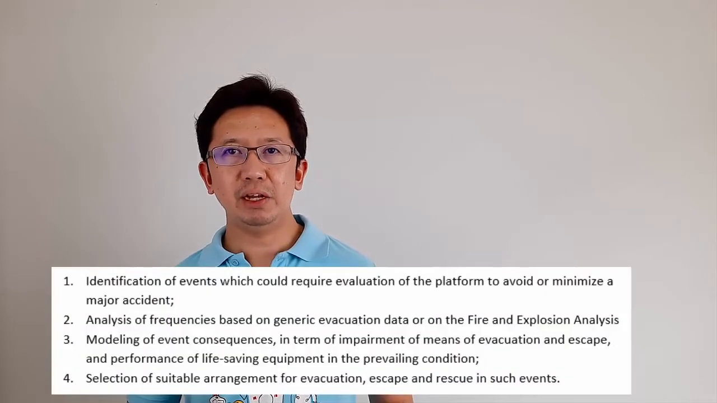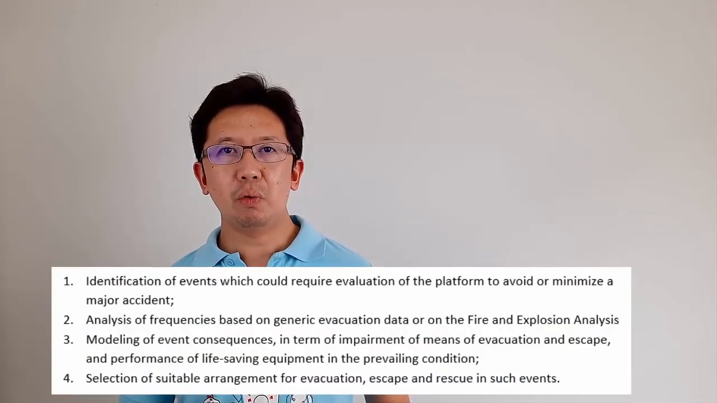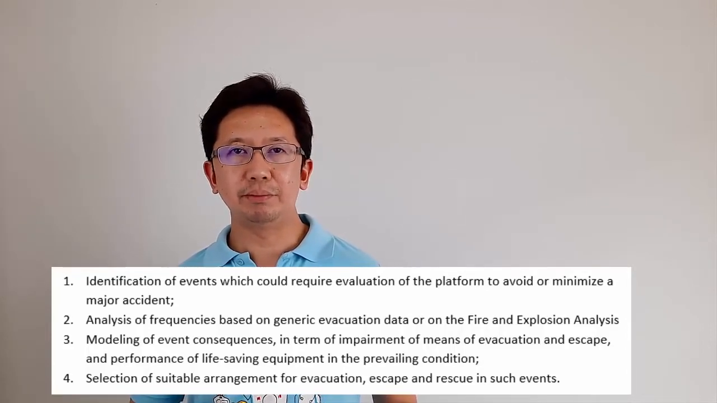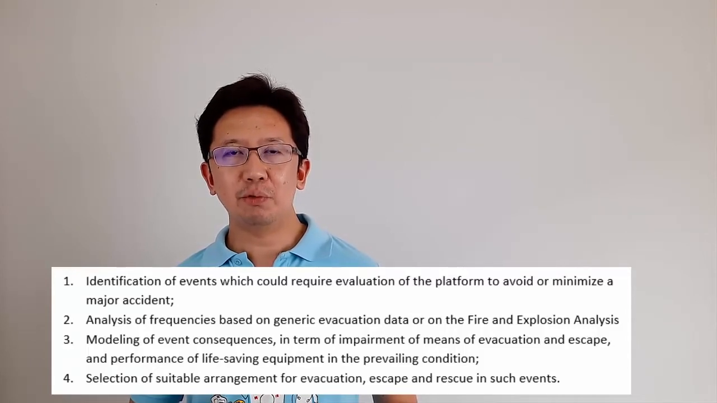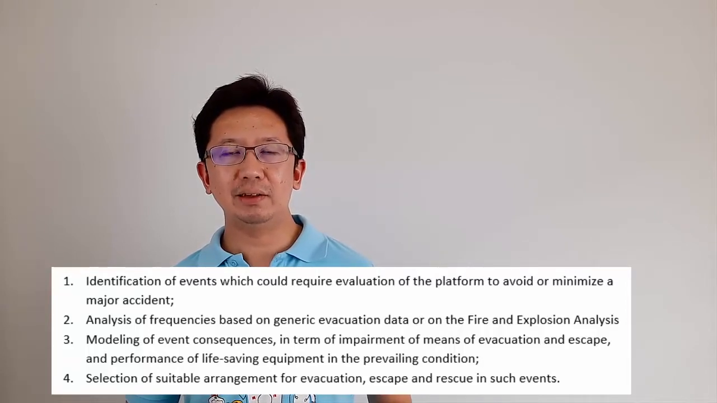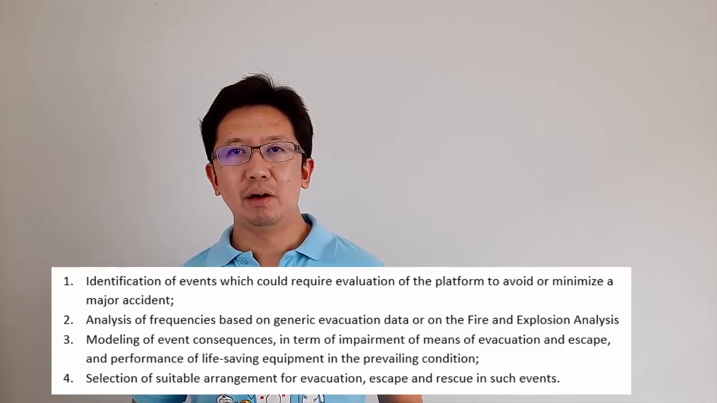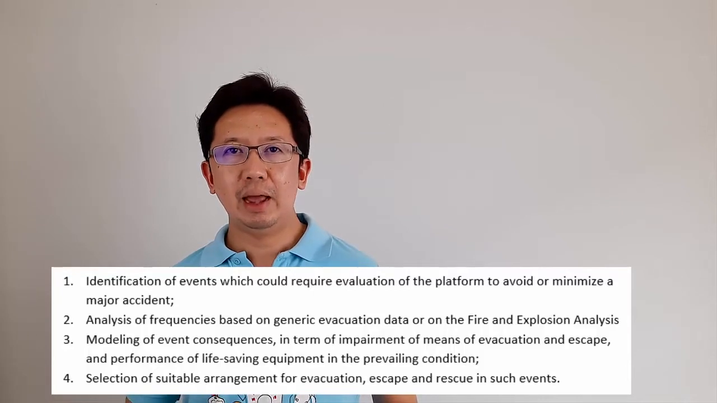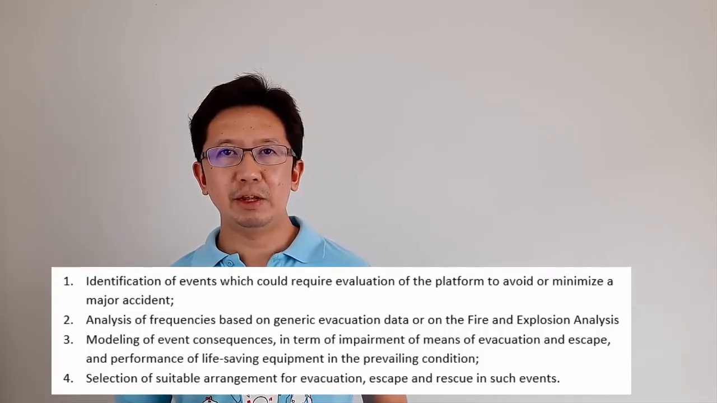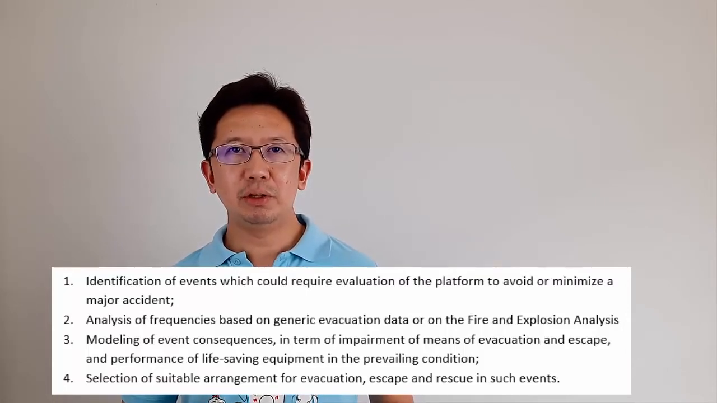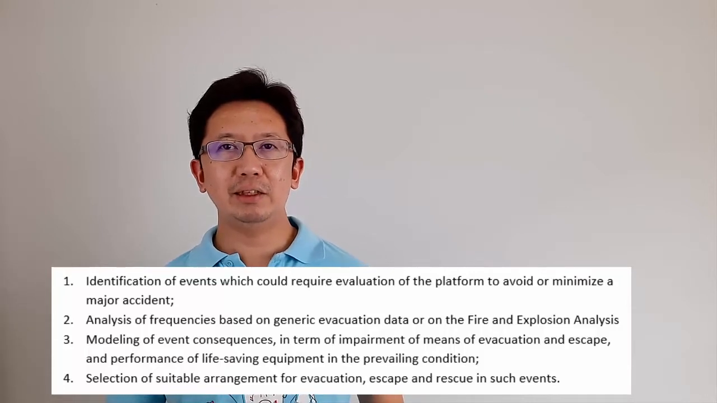The methodology of the EERA consists of, first, identification of the events which could require evacuation of the platform to avoid or minimize a major accident. Second, analysis of the frequency based on generic evacuation data or on fire and explosion analysis. Third, modeling of event consequence in terms of impairment of means of evacuation, escape, and performance of life-saving equipment in prevailing conditions. And fourth, selection of the suitable arrangement for evacuation, escape, and rescue in such events.